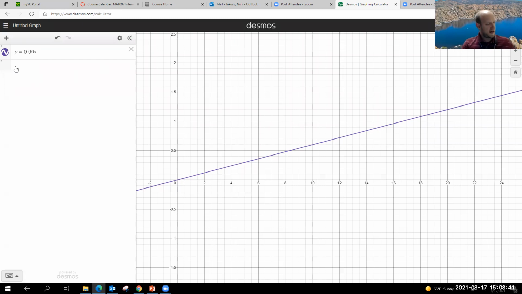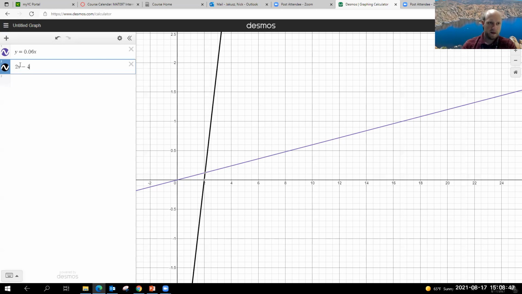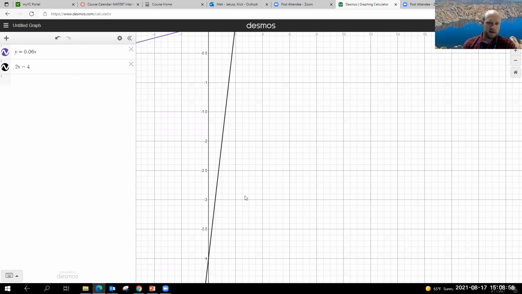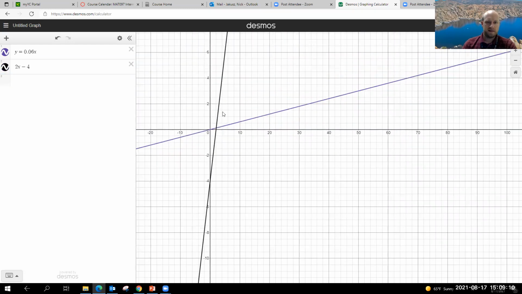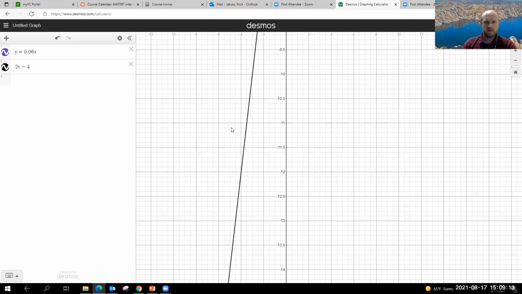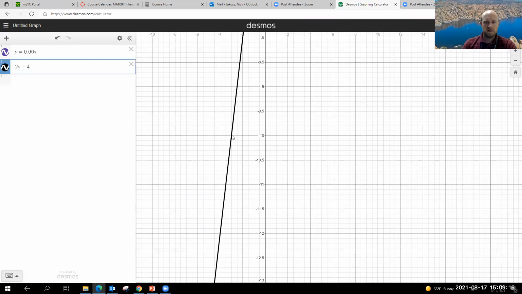So one of the other graphs that we had today was, let me just look back, it was 2x minus 4. So you just type in 2x minus 4, and we had said, okay, when x equals -3, what is the y value? And we can see here that at an x value of -3, our y value should be -10, and it is. Okay, so right there, -3, -10.